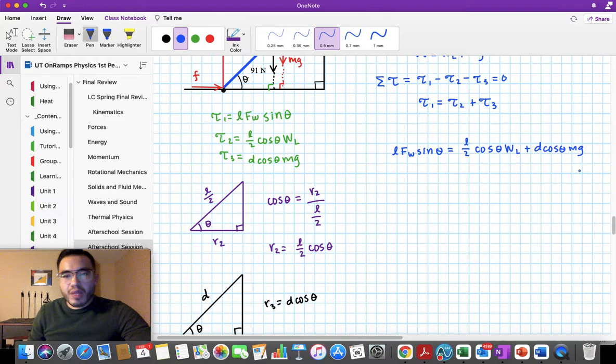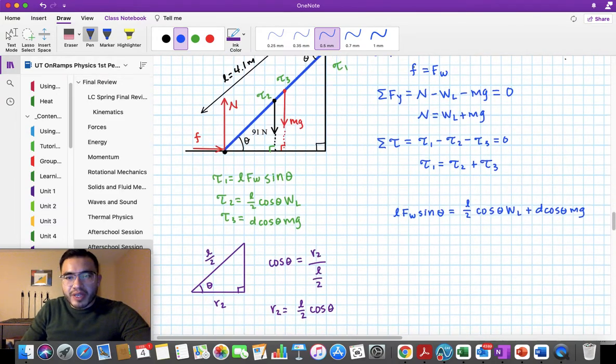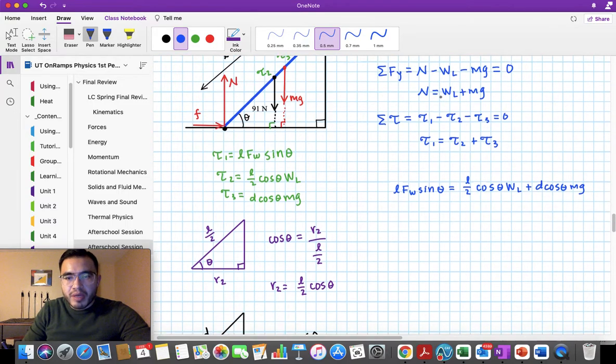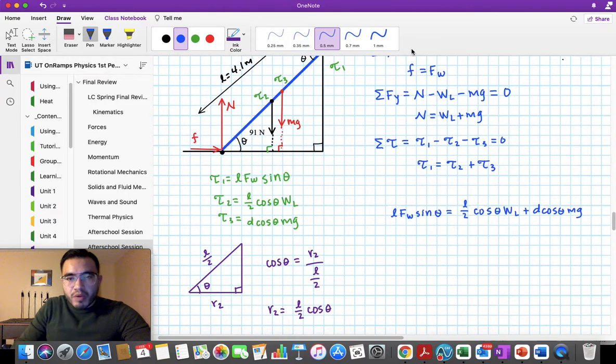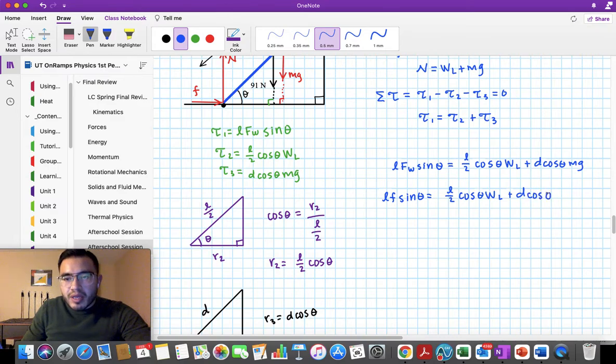And I'm trying to solve for the force of friction, right? I know the force of friction and the force of the wall are the same. So I'm going to substitute my force of the wall with force of friction. So it'll read L times the force of friction times sine of theta is equal to half the ladder, cosine theta, the weight of the ladder, plus d cosine theta times mg.